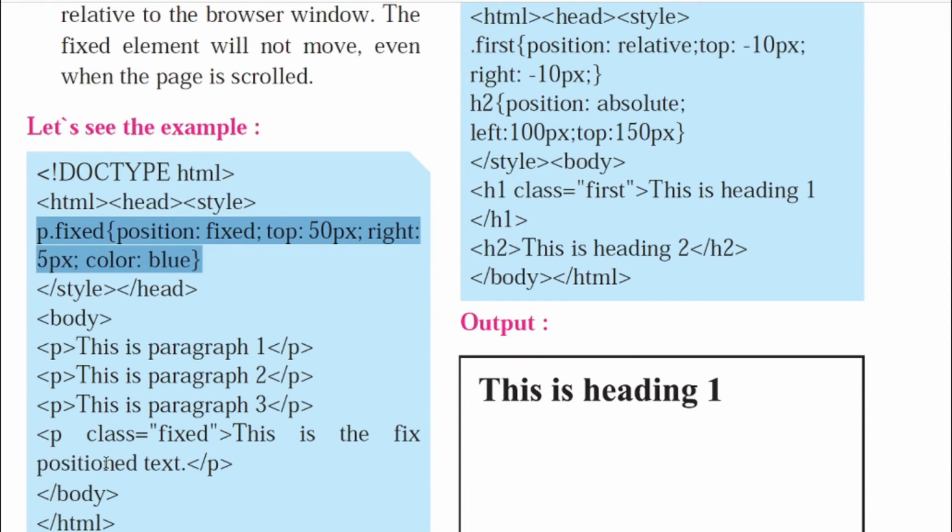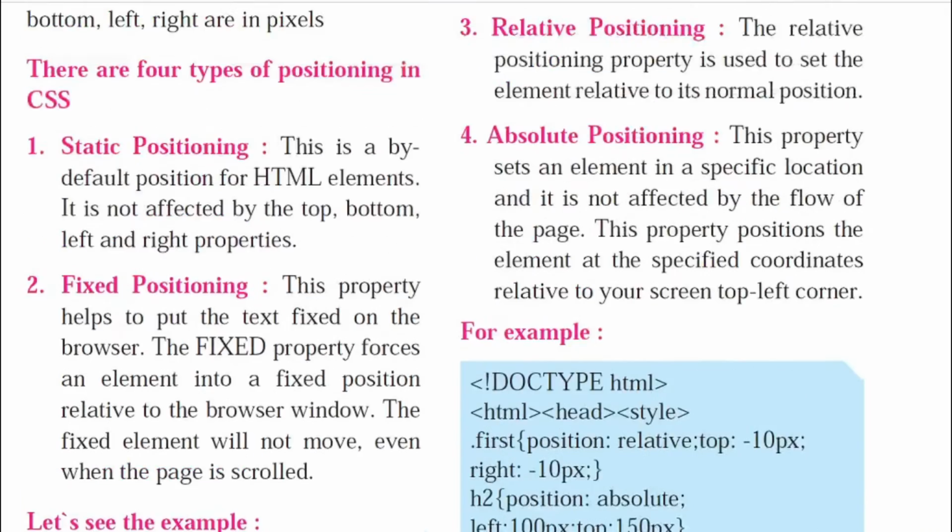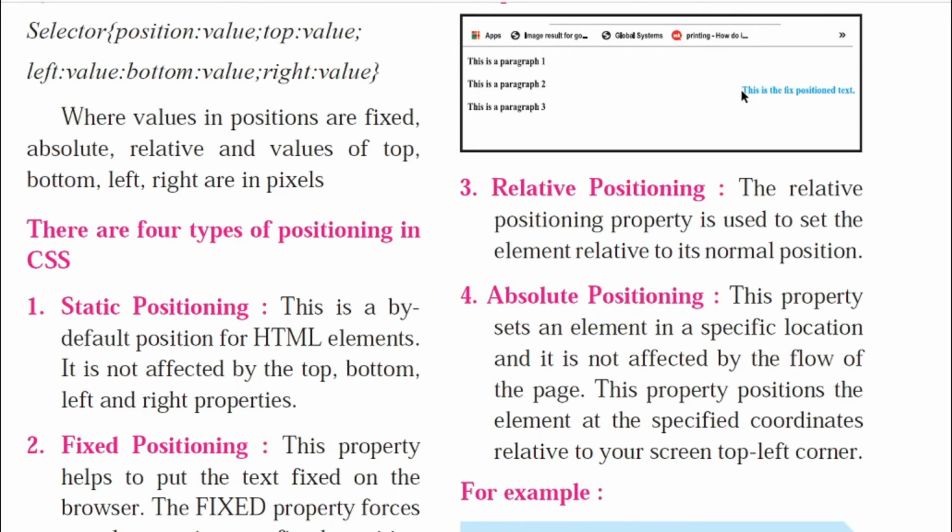You apply it on the fourth one over here, that is p class is equal to fixed, and that is why this particular part appears on the right hand side, that is top 50 pixels and right 5 pixels. So this comes over here immediately. So in this way, my dear students, fixed positioning can be applied.